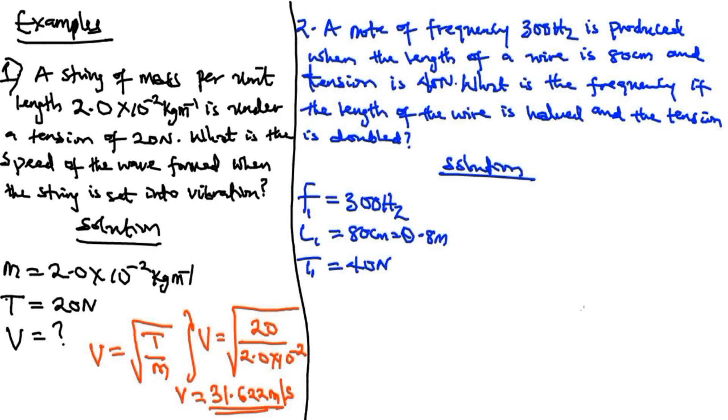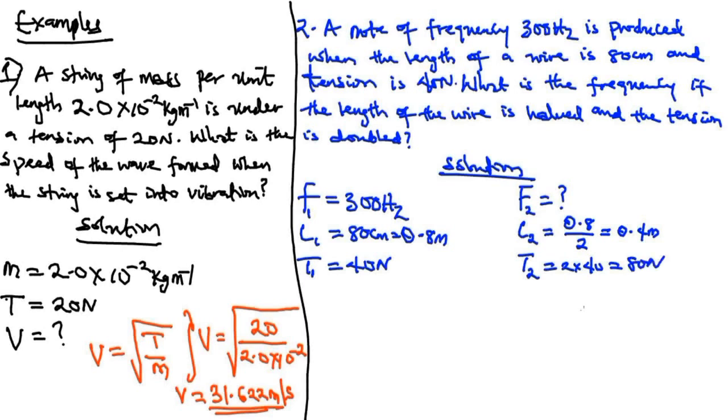And then we are also asked, what is the frequency? So there's another frequency they are asking, F2. What is the frequency if the length of the wire, so we have another length, L2, is halved? That is 0.8 divided by 2, which should be 0.4. The length is halved to 0.4, and the tension is doubled. So T2 will be 2 times 40, which is 80 Newton.